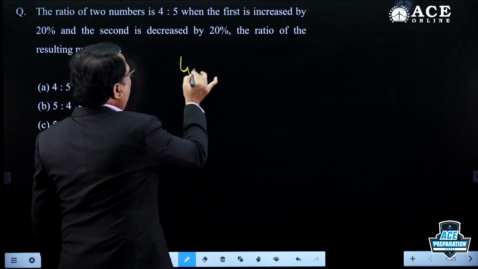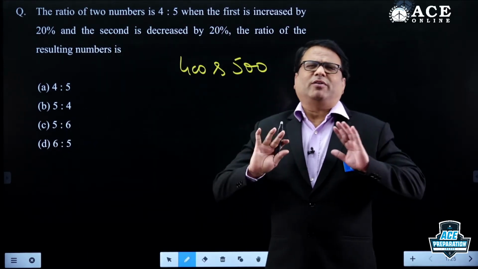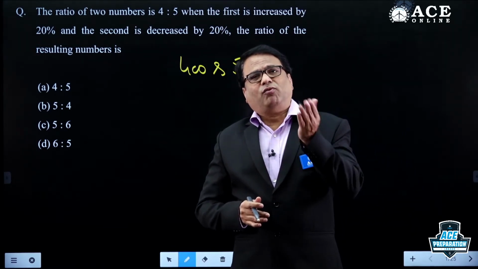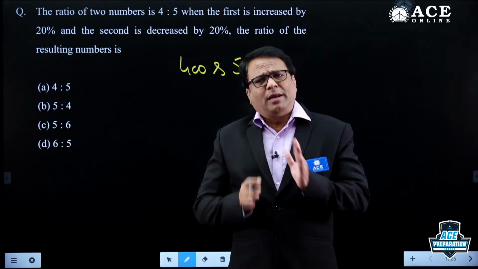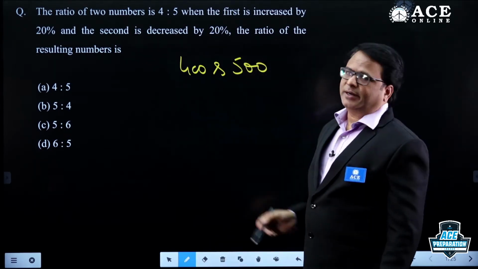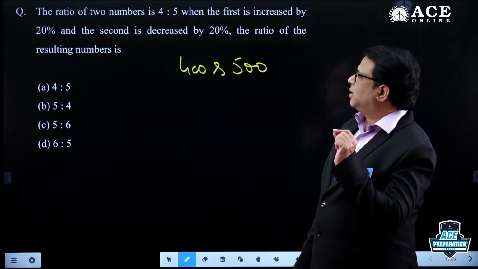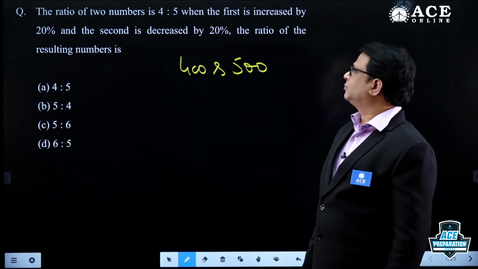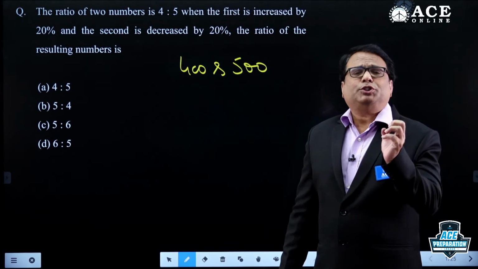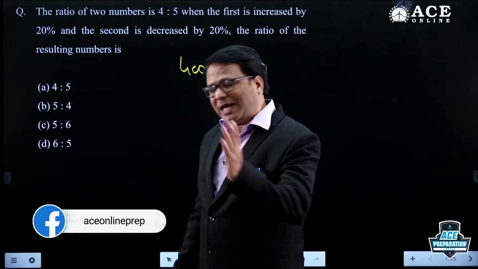So let the numbers be 400 and 500. You can take any pair of numbers, your wish, such as 40 and 50, or 4 and 5, or 400 and 500, but the ratio must be maintained. So the first number is 400 and the second number is 500. Now, the first number is increased by 20% and the second number is decreased by 20%. Then what is the ratio of the new numbers? That is the question. I will try to write down the ratio directly.